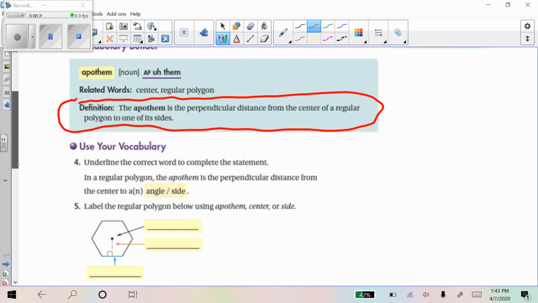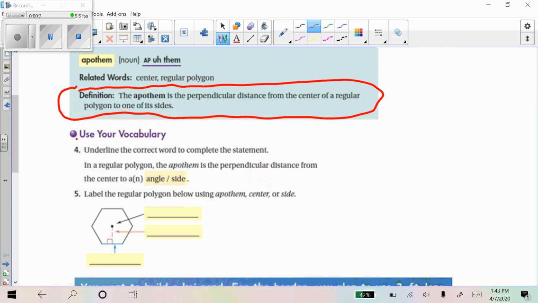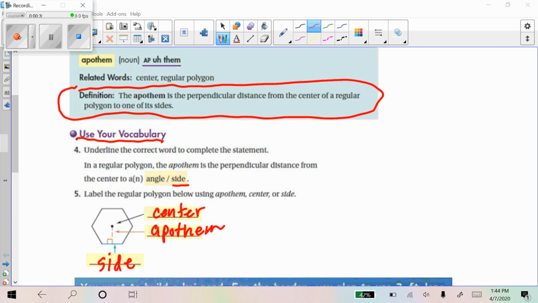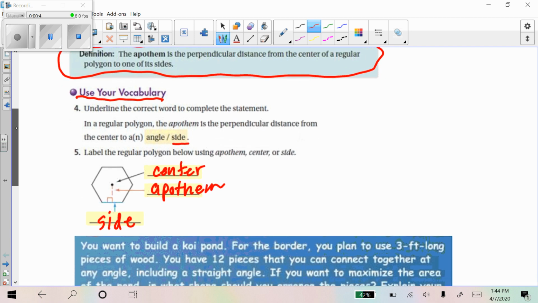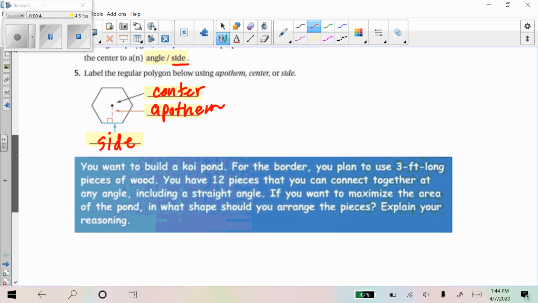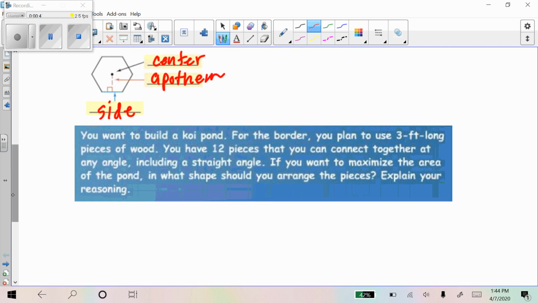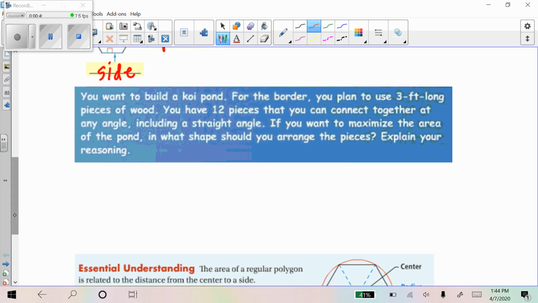All right, so go ahead and fill in these vocabulary missing parts, and this would be a good time to pause and you can check back and see if you got the right answers. All right, go ahead and read this problem and see if you would know the answer.